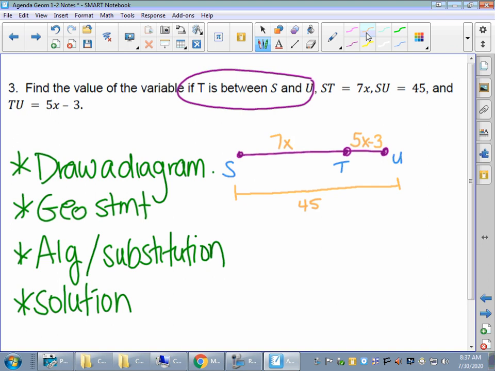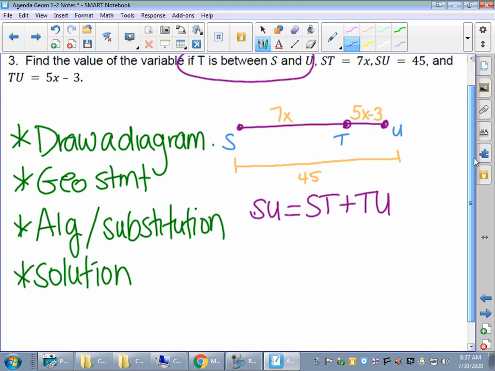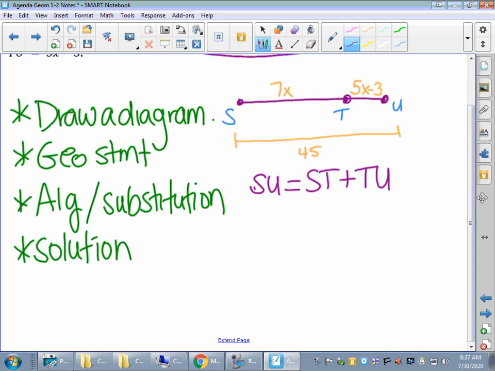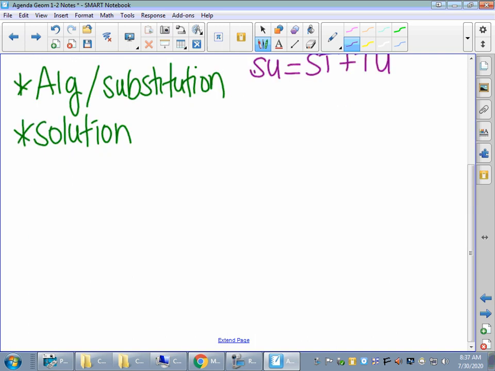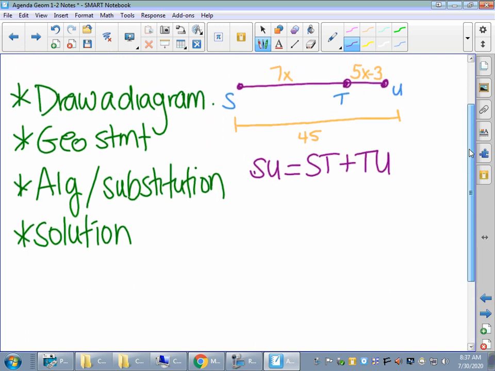Well, the whole thing is 45, and the two parts have to be, oh, hold on. I just skipped my own step. The whole thing is SU. The two parts are ST plus TU. If you wrote yours as ST plus TU equals SU, you are absolutely 100% right. When you draw a diagram, you should not need the words anymore from the problem. You've got everything you need there.